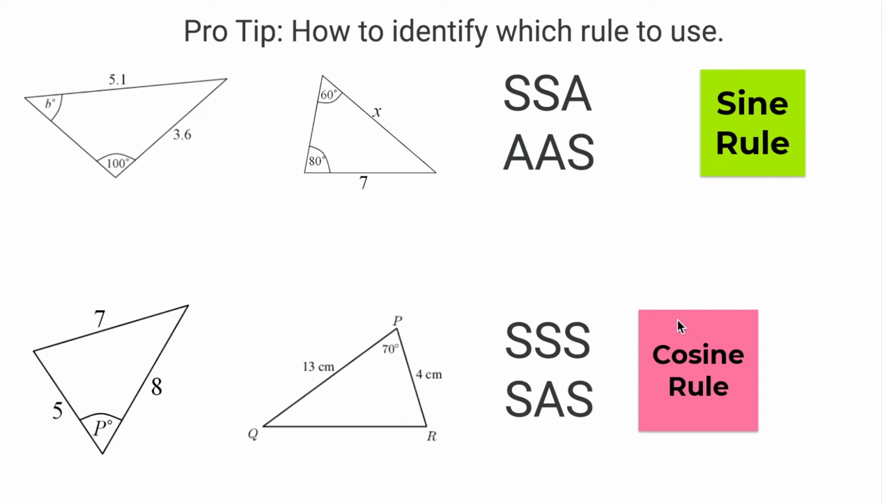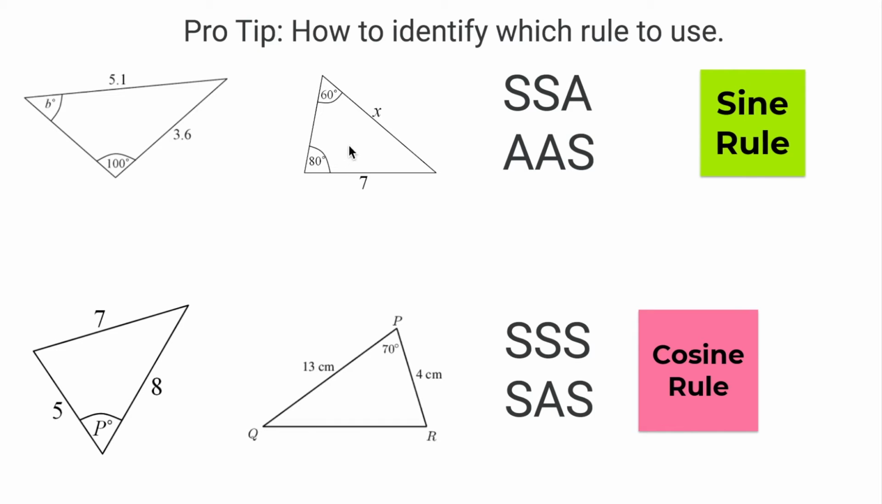Let's take a look at the cosine rule. If your triangle has only 3 sides, then you'd use the cosine rule. If your triangle only has a side, then an angle, and then a side, then use the cosine rule. A simpler way to distinguish the two rules is to look for an angle across from a side.